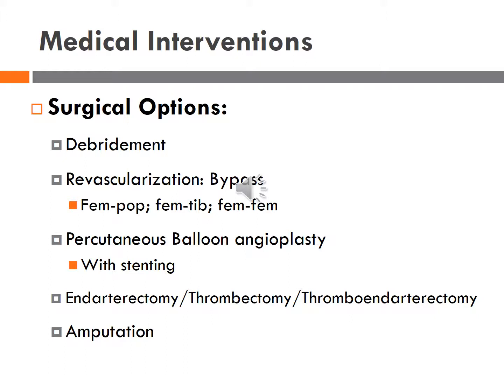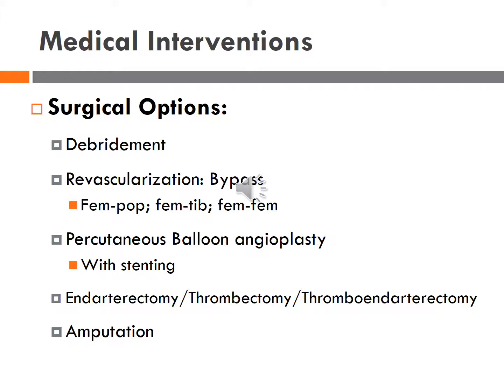When a patient has an arterial insufficiency wound, there are surgical options kind of along a continuum. Debridement may or may not be indicated depending on the appearance of the wound, if there's a lot of necrotic tissue, and dependent on the blood supply.